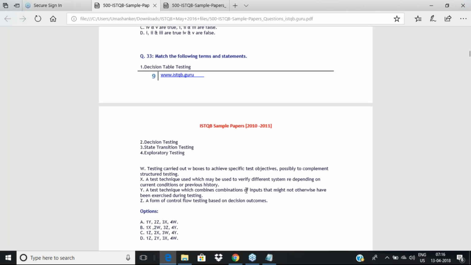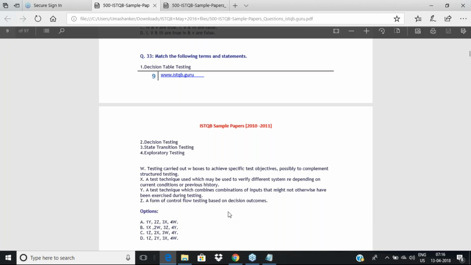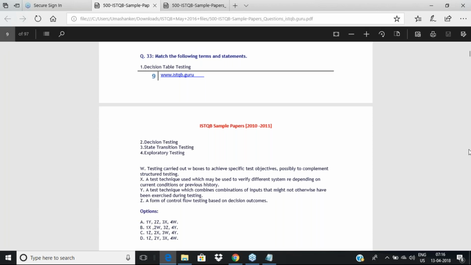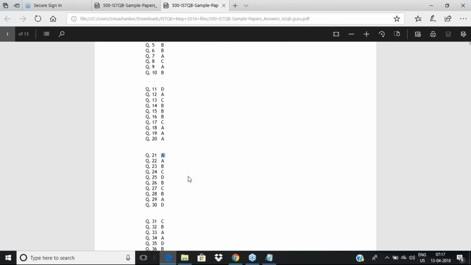Okay, that is one. And if you want to rule out Y or Z: a test technique which combines combinations of inputs that might not otherwise have been exercised during testing, versus a form of control flow testing based on the decision outcomes. There's nothing much to think. So it is decision testing, that is 2Z. So it should be A only. Okay.